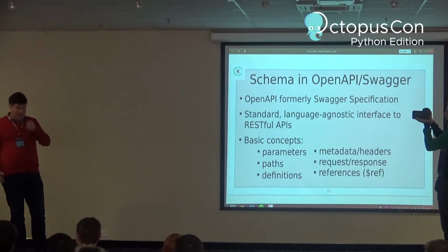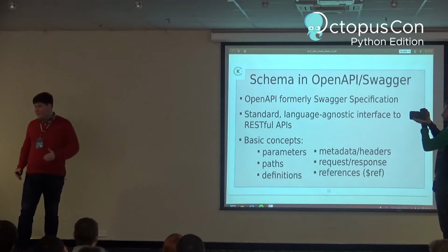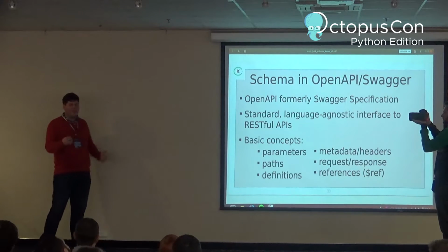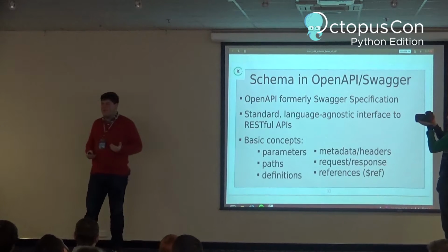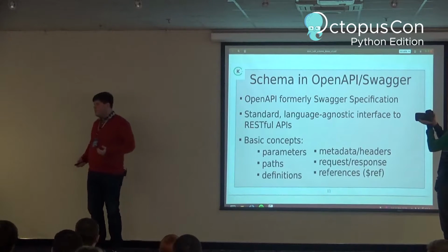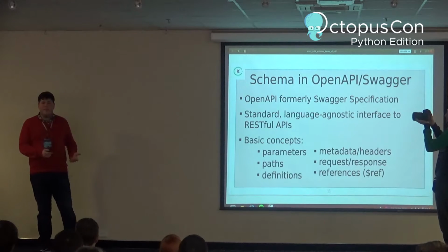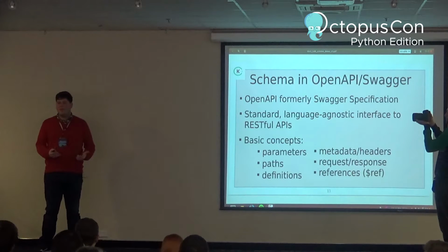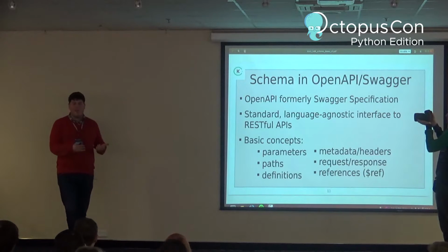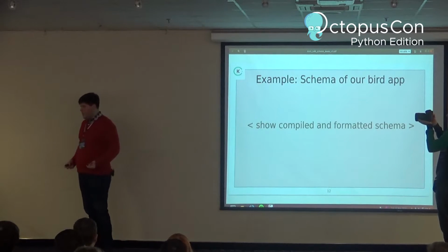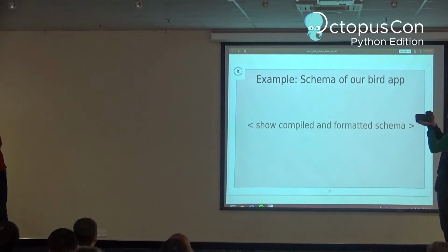So yeah, there are some steps. Go through them a bit. Parameters, paths, definition. It doesn't matter that much. It boils down to code quite easy. It's easy to learn, but it's a standard way of describing things, and that's what we need, and that's what we'll use. So yeah, I'm going to show what our schema is.